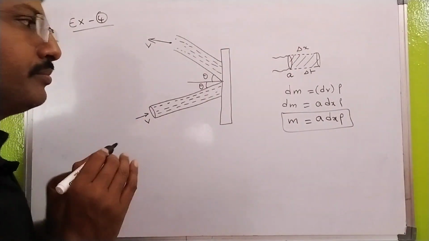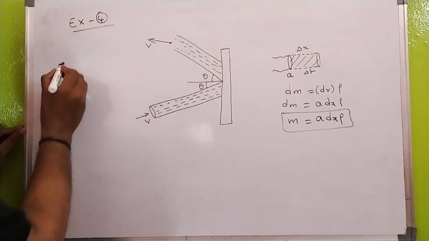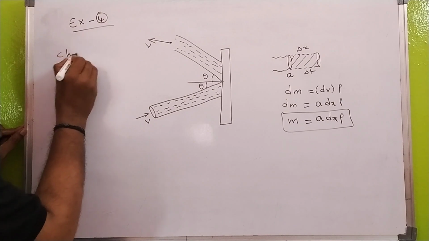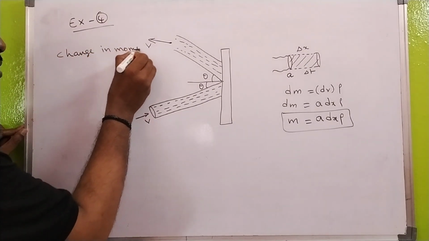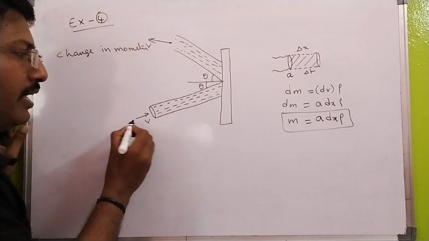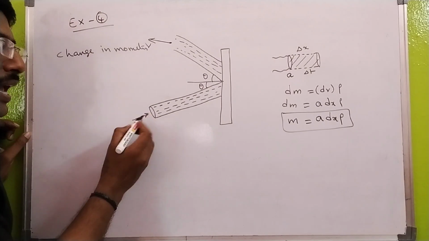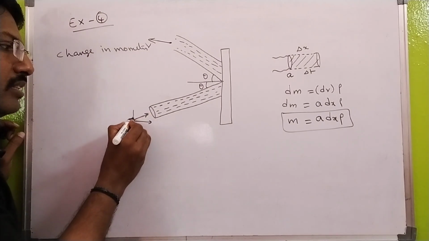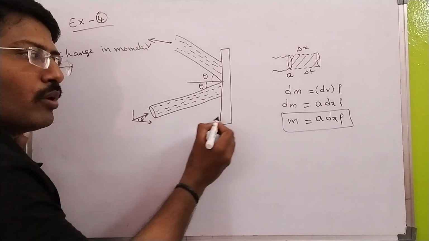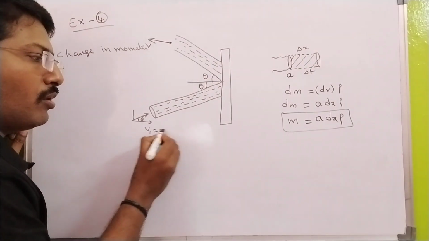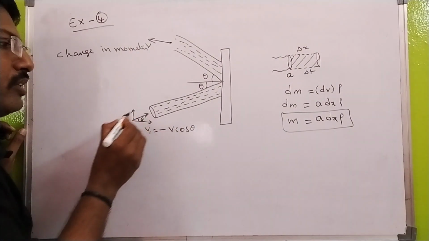See here. First, you calculate the change in momentum. So what is the change in momentum? See here, in this situation, water is moving in this direction. So again, I resolve it into two components. In this direction it makes angle theta. So when water is moving toward the wall, V1 is equal to minus V cos theta. And this is the V sin theta.